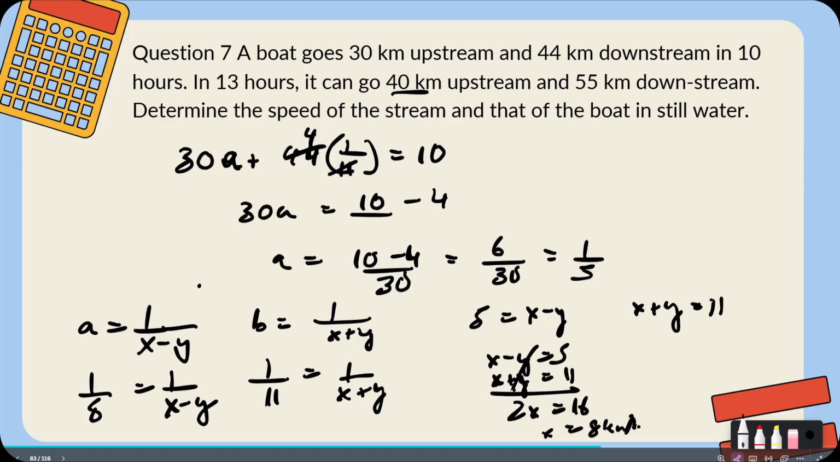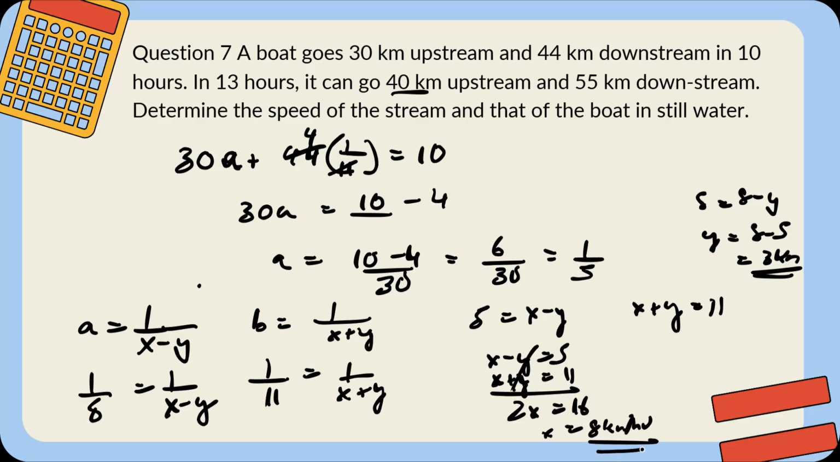So 8 km per hour is the speed of the boat. What is y? 8 plus y is equal to 11, so y is equal to 11 minus 8, which is 3. Or you can write 5 is equal to 8 minus y, so y is equal to 8 minus 5, which is 3. 8 km per hour will be the speed of the boat and 3 km per hour will be the speed of the stream.